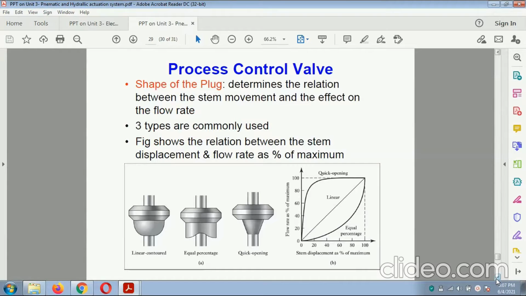Process control valve: the shape of the plug determines the relation between the stem movement of the actuator and flow. There are three types commonly used, showing the relation between the displacement and the flow rate as a percentage of the maximum.